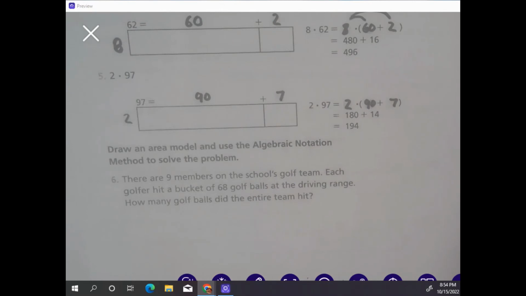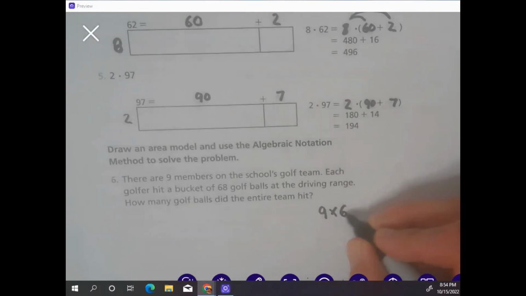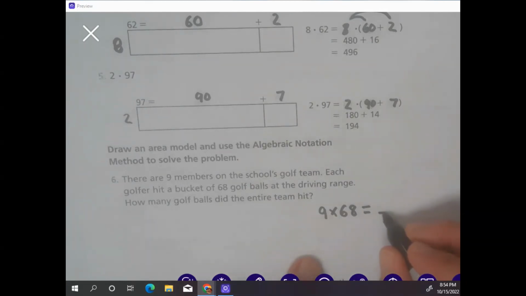So I'm going to go ahead and set it up here. I can see this one here. So I know the problem is 9 times 68. And I'm going to do my equal sign. And then I'm going to put one number here, times. And then I have my parentheses. Then I have an equal sign here, and one more equal sign underneath, and that's going to be my answer. I'm going to give you a little bit of a hint here.